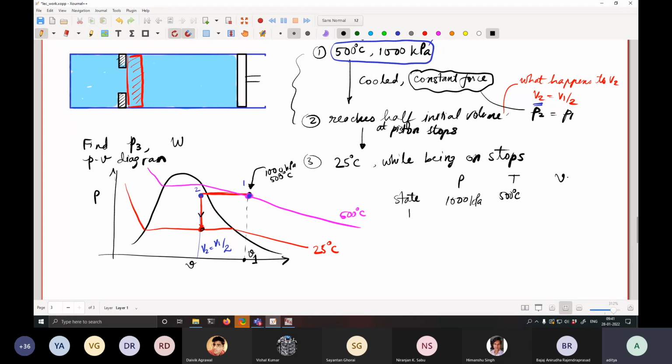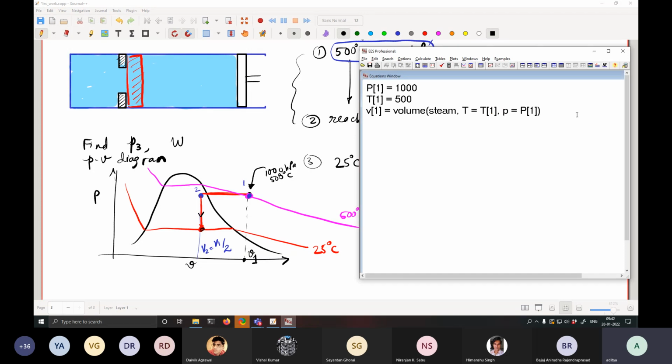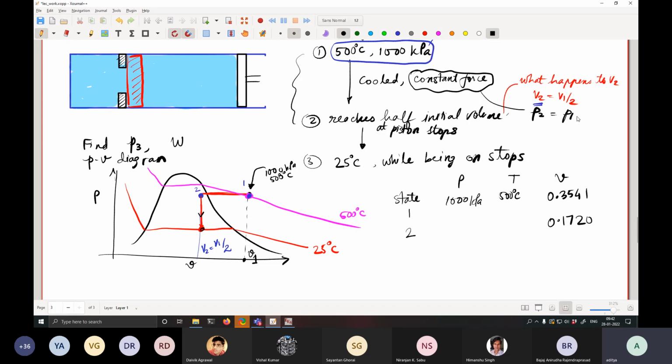So the specific volume is 0.3541. Now in state 2, we know that the specific volume will be half of this, so it will be 0.1720. So V2 is going to be V1 over 2. And P2 is going to be the same as P1. Why? Because the force is constant, so it's also going to be 1000 kilopascal.